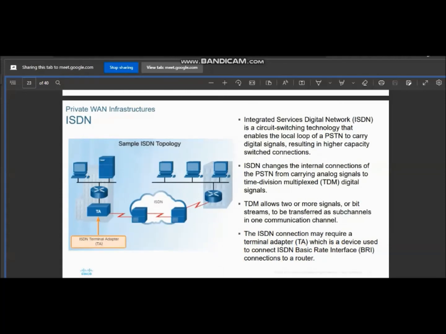Next is the ISDN. Integrated Services Digital Network, or ISDN, is a circuit-switching technology that enables the local loop of the PSTN to carry digital signals, resulting in higher capacity switched connections. ISDN changes the internal connections of the PSTN from carrying analog signals to time-division multiplexed, TDM, digital signals.